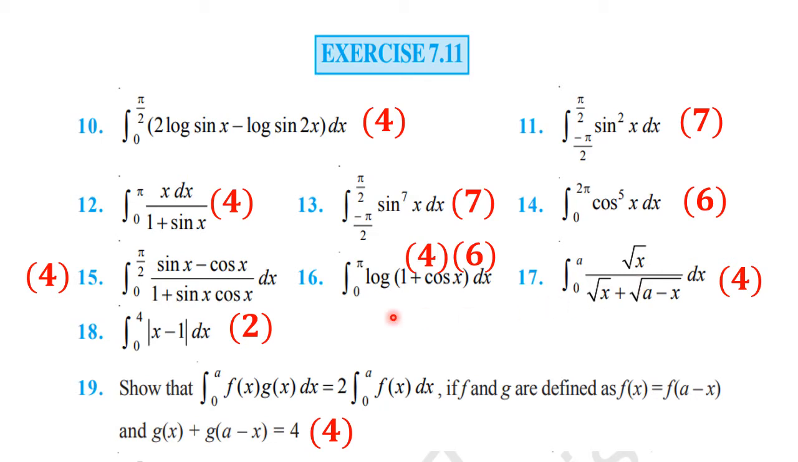You directly use property number 4 and then add the two equations that you get, and you will definitely get the answer. So in this video, I will be solving question number 11, question number 14, question number 16 and question number 19.